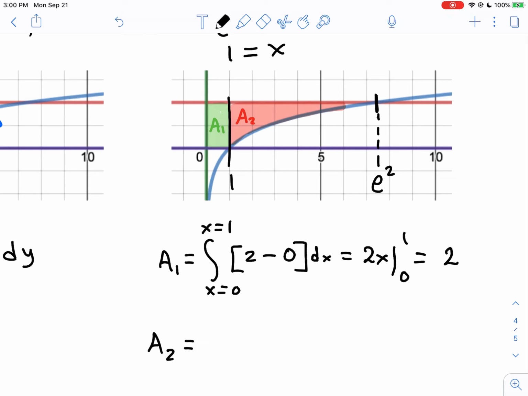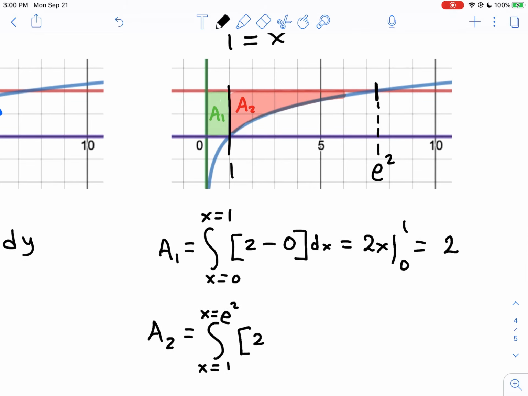Area 2, we're going to integrate from x equals 1 to x equals e squared. The upper function is still the constant 2, minus, but now we want to subtract the blue curve, but written as a function of x. Right, and the blue curve down below is y equals natural log of x. So when I'm doing area 2, I need to do upper minus lower, so I do 2 minus natural log of x, and then dx.